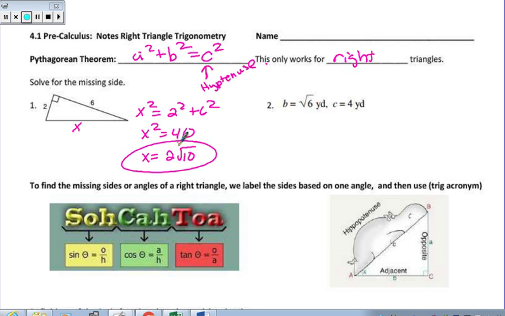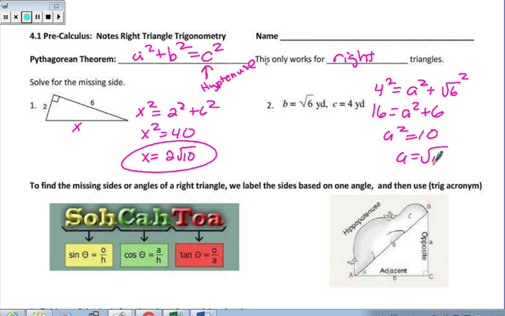For example 2 here, I've been given the b. They're telling me the c side is 4. So 4 squared is equal to a squared, that's my unknown in this case, plus square root of 6 squared. This will be 16 is equal to a squared. When you square a square root, just the number inside, the radicand, comes out. We get a squared equal to 10, so a is equal to root 10.